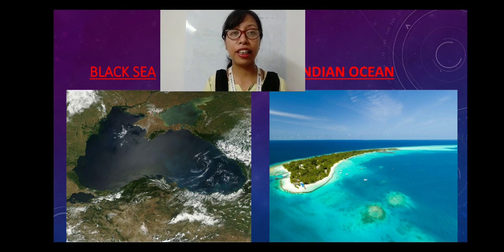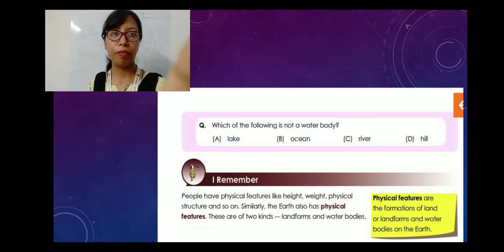Oceans are never-ending because they cover the largest part of the Earth's surface, right? So we already know that they cover the largest part of the Earth's surface. Therefore, to compare the Black Sea and the Indian Ocean, you can see the difference in size. So that's why it is called a sea, and oceans are called oceans because they are bigger. Clear?